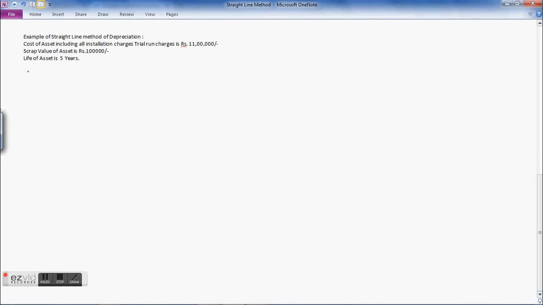So we will first calculate depreciation as per the straight line method. I'll call it SLM. Okay, so the formula for this is cost of asset minus scrap value, divided by useful life of the asset.